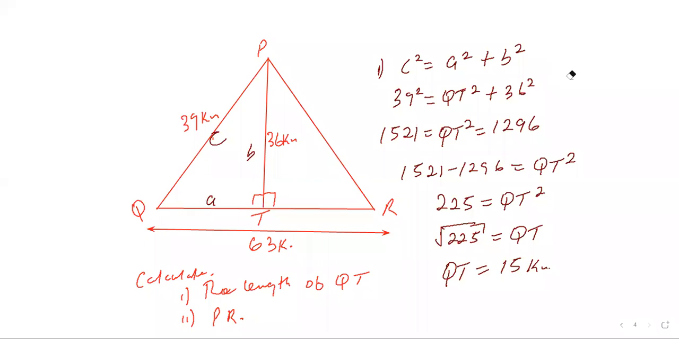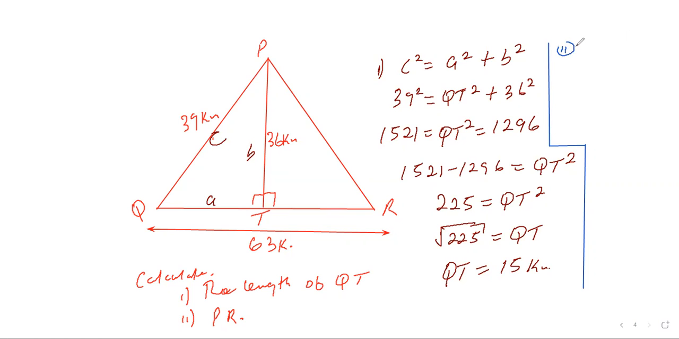So what will I do now? I want to find PR. Anybody can tell me what's the approach to find PR? Think about it. How do I find PR? We have to find TR first before we can find PR. So the question is this, how do I find TR?